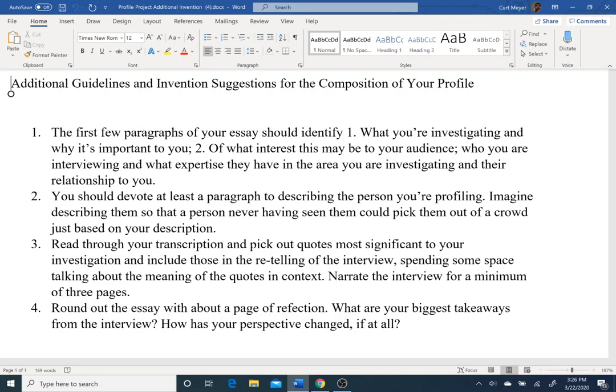Then following that, you want to round out the essay with about a page of reflection. So some of the things that you want to take into account here, what are the big takeaways from the interview? What did you personally get out of it, right? And as such, has your perspective changed at all? Your perspective about your initial question, right? Your perspective about the person whom you interviewed, the perspective about yourself as it relates to this question, right? So, in other words, you're taking it all in and you are talking about what comes next potentially. How are you going to then deal with the information that you've gotten? What does the information that you've gotten mean to you personally, right?